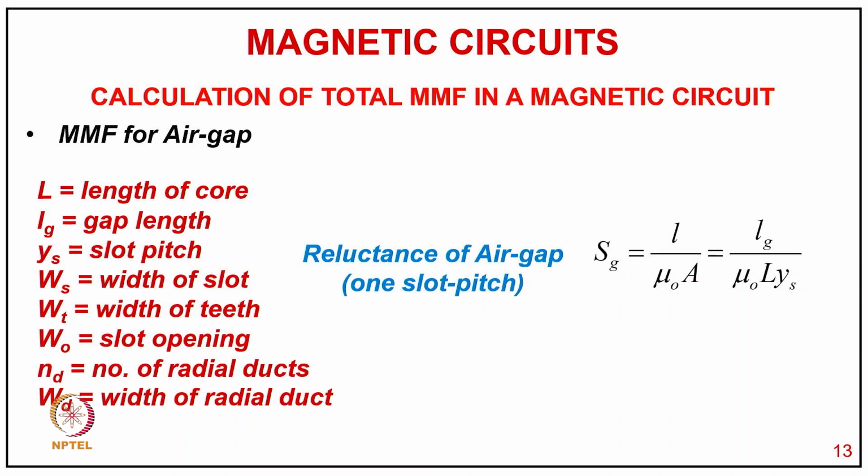For the calculation of MMF for the air gap, we define the different dimensions. L is the length of the core, lg is the length of the air gap, ys is the slot pitch, ws is the width of the slot, wt is the width of the teeth, wo is the slot opening, n is the number of radial ducts, and w is the width of the radial duct. So the reluctance of the air gap for one slot pitch is Sg equal to 1 upon mu0 A, or equal to lg upon mu0 L ys.